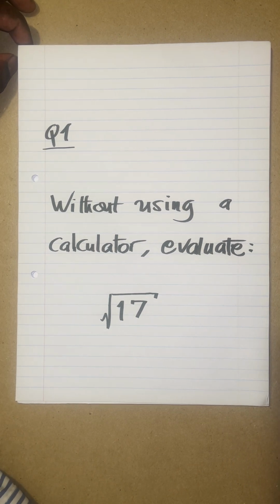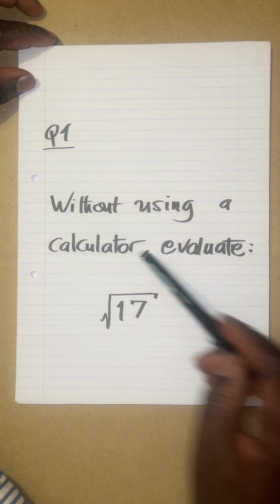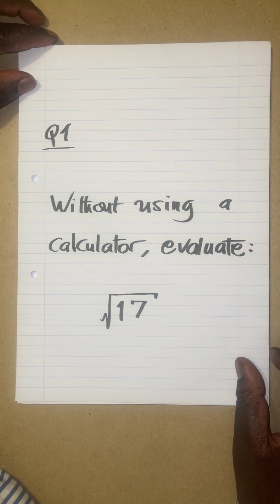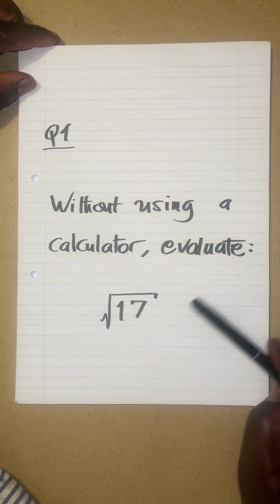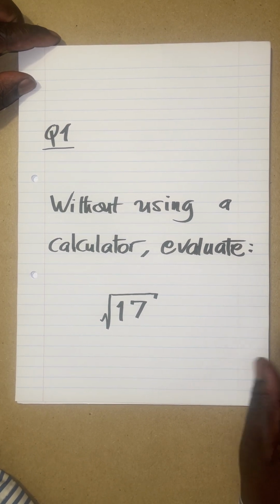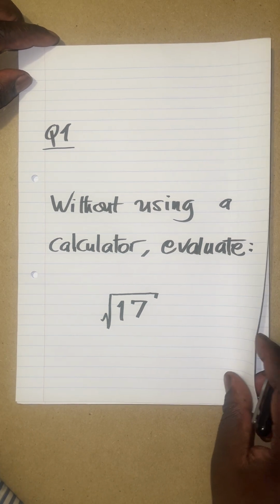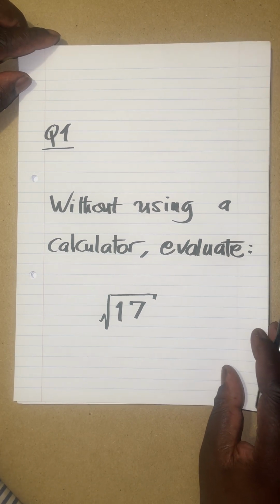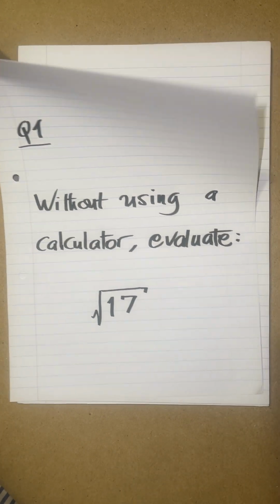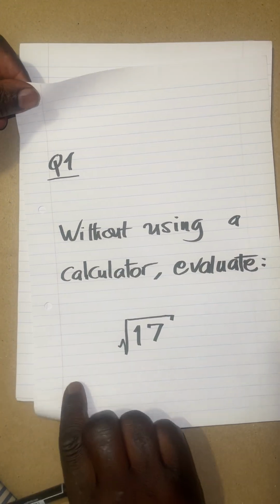Right, so the first question we have, I've written question 1 here. Hopefully we can have sufficient time to go through the second one. But the first one is square root of 17. We're required to evaluate square root of 17 without using a calculator. So this is how we go about this.